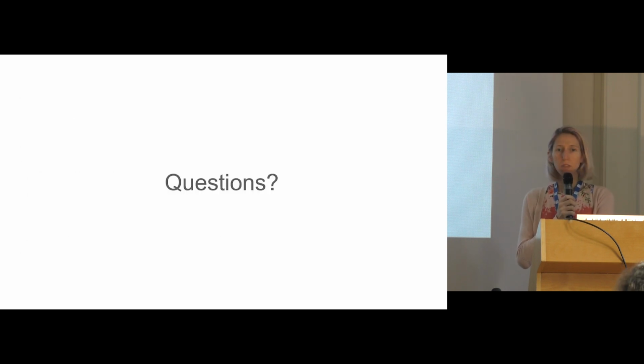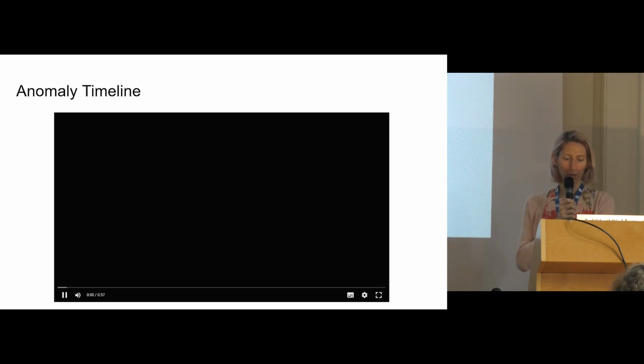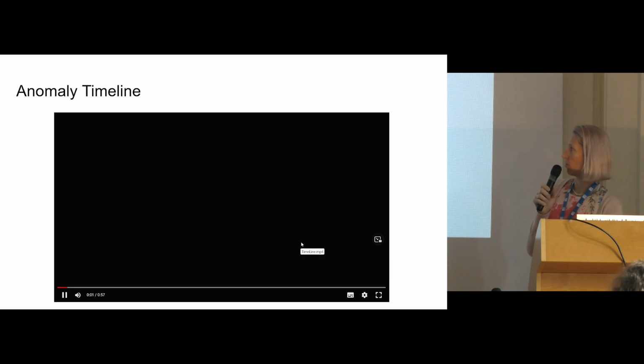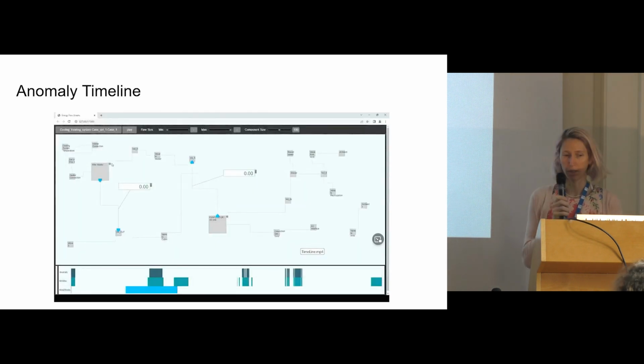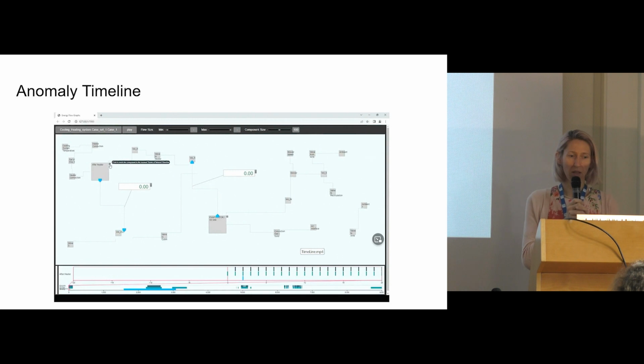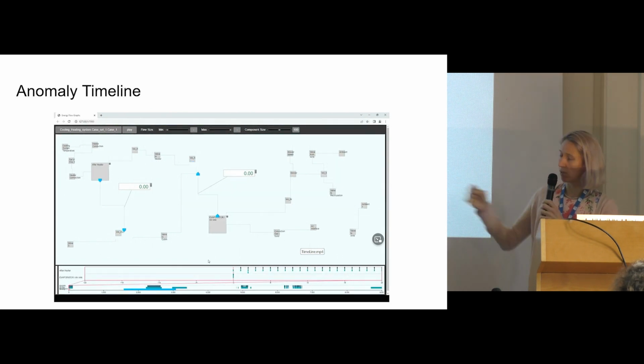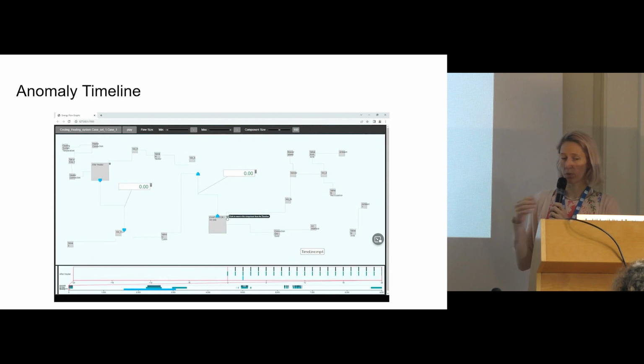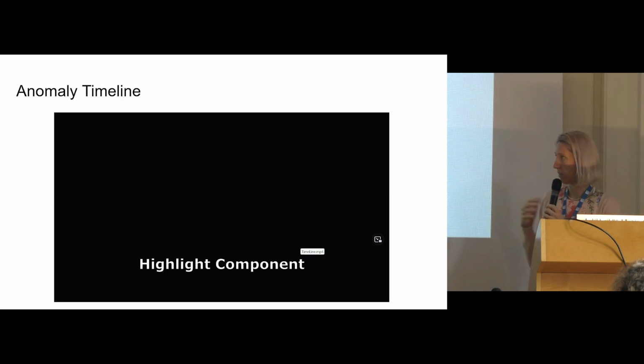And if we have a little bit of time left, I will show a short video of how that looks in real life. This is the anomaly timeline. So we can add components, then it gets added to the bottom here, and we can see the zoomed version of the anomaly of a specific component. We also can delete it.